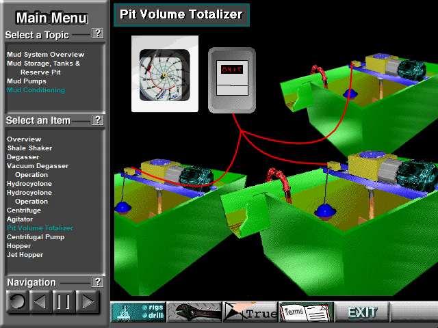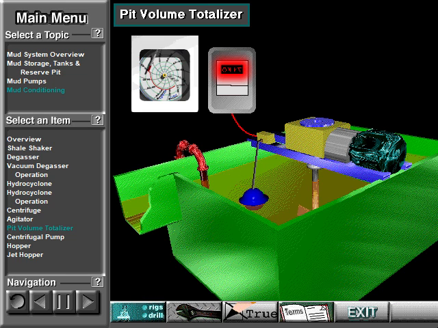This device is called a pit volume totalizer, or PVT, because it measures the gain, or fall, in each of the tanks or pits, totals the gain or fall, and sends this information to the driller on the rig floor. If the mud level in the tanks falls, the PVT also alerts the driller.